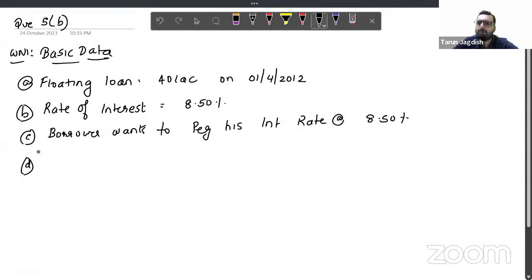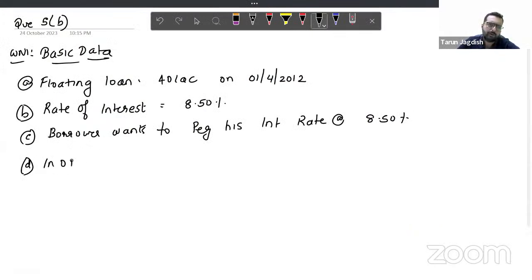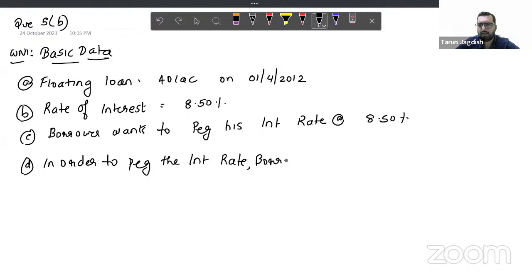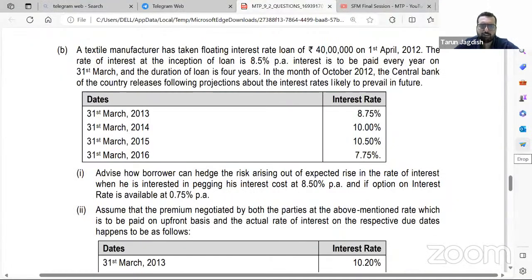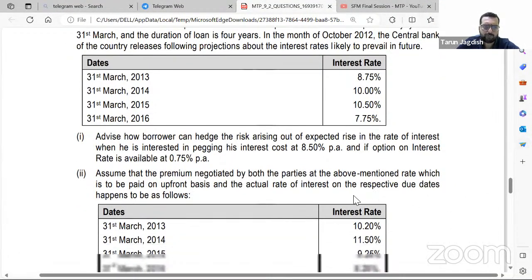Will you buy a cap or will you buy a floor? In order to peg the interest rate, the borrower has to buy a cap. The borrower has to buy a cap at the rate of how much percentage, friends? At the rate of 8.5%. So the premium will go from his hand.